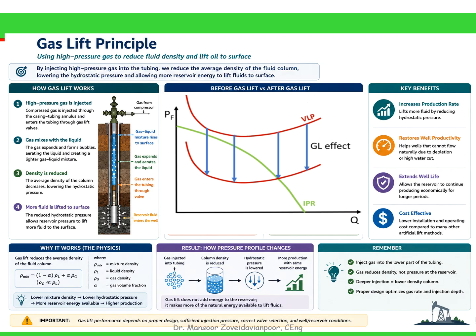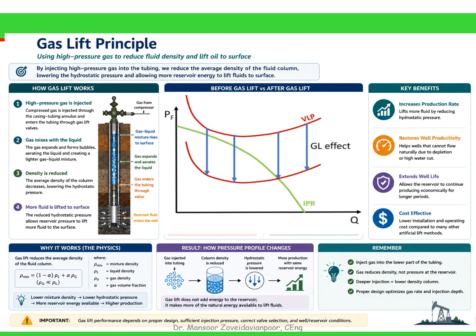Now here's the key point. A gas-liquid mixture is much lighter than liquid alone. Because the fluid column becomes lighter, the hydrostatic pressure acting against the reservoir decreases. The reservoir no longer has to work as hard to move fluids into the wellbore and up to the surface.